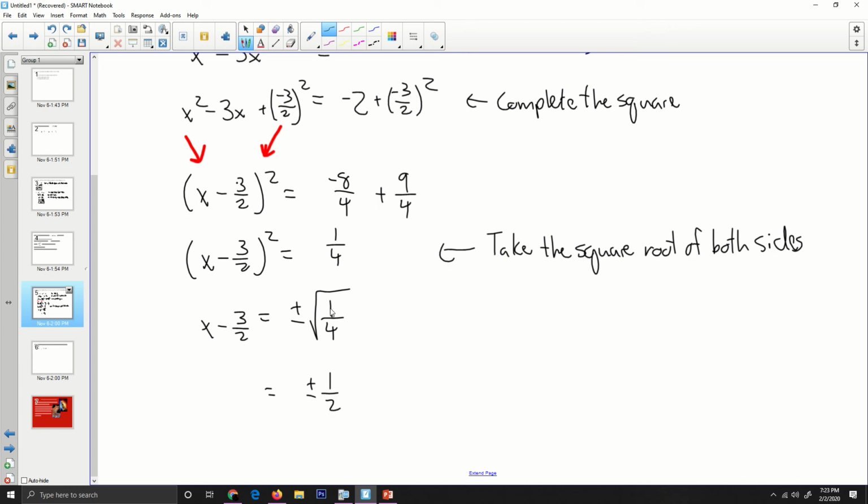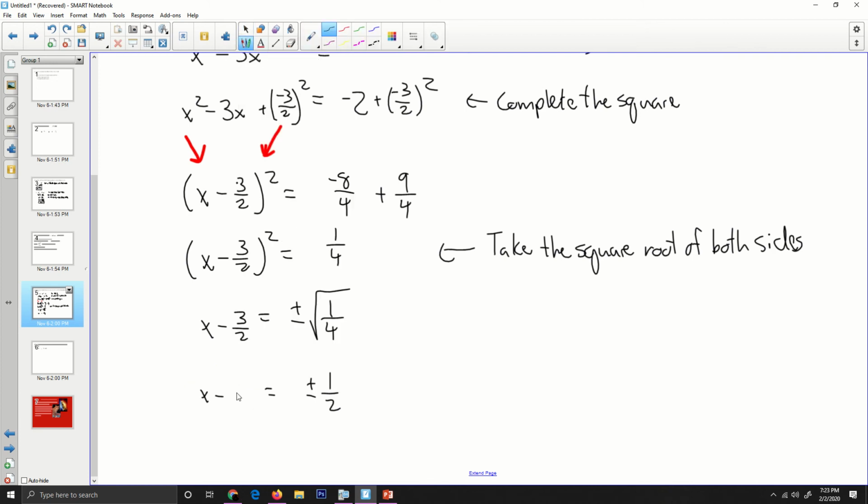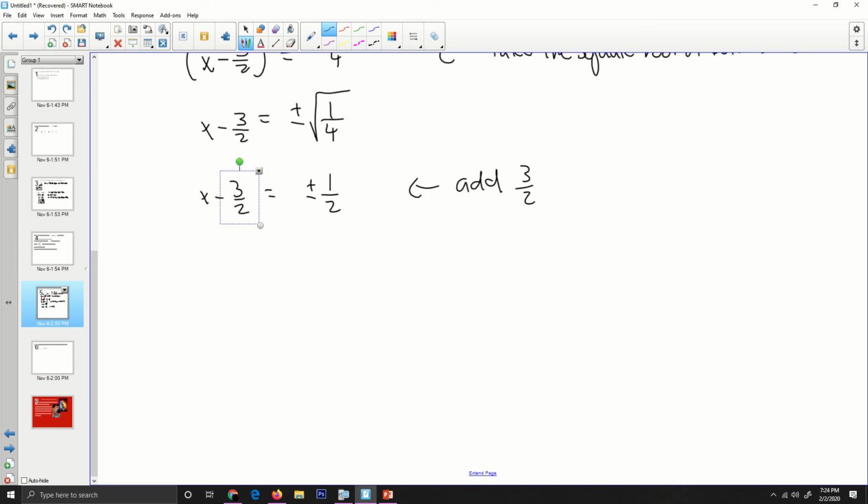The square root of 1 is 1. The square root of 4 is 2. And I have negative 3 over 2 there. And so I'm going to add 3 over 2. And so I've got x equals 3 over 2 plus or minus 1 over 2.